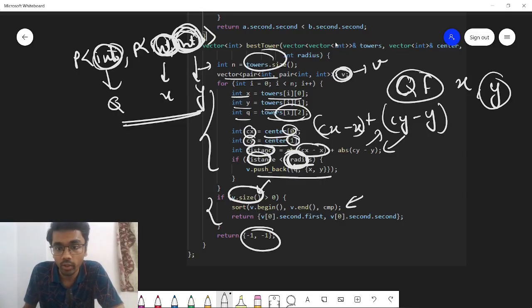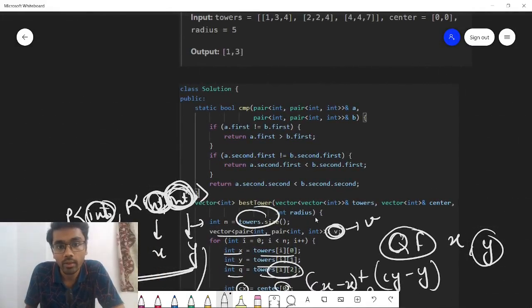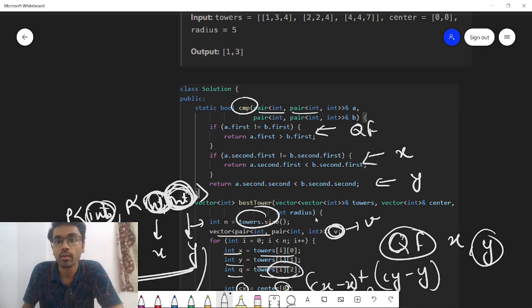So we are just sorting based on the comparator function, and whatever is the topmost value, we return that. And what is this comparator function? Let me show you. So yeah, this is the comparator function which takes the pair of int comma pair of int comma int, and we check first on the basis of quality factor, then x coordinate, and then y coordinate. So it will first keep the maximum quality factor value on top.